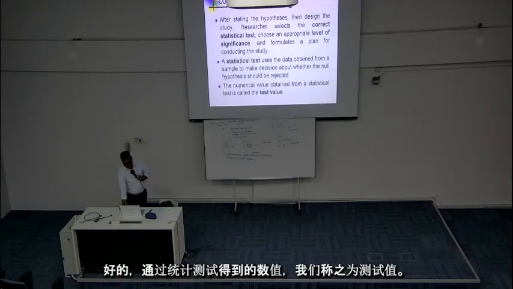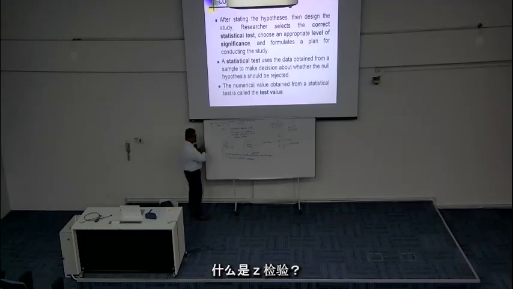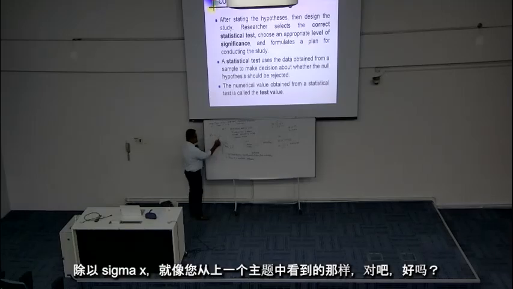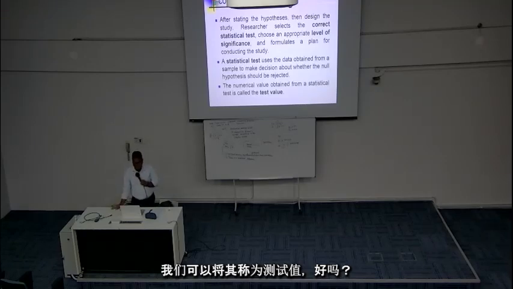The numerical value obtained from a statistical test is called a test value. For example, with the z-test, what is the z-test? Divided by sigma x bar, as you saw in the previous topic. The value that you get from this formula, we call the test value.